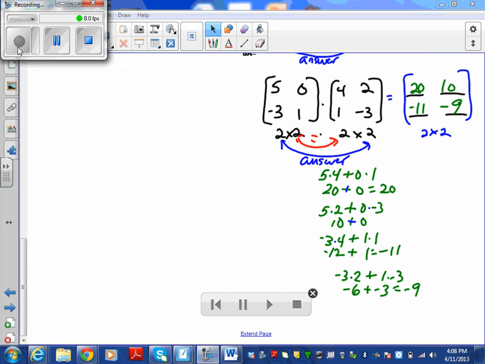Good luck. So here you are. The answer should have been a 2 by 2 where the entries are 20, 10, negative 11, and negative 9. And then you can look at all my little notes below of how I came up with that.